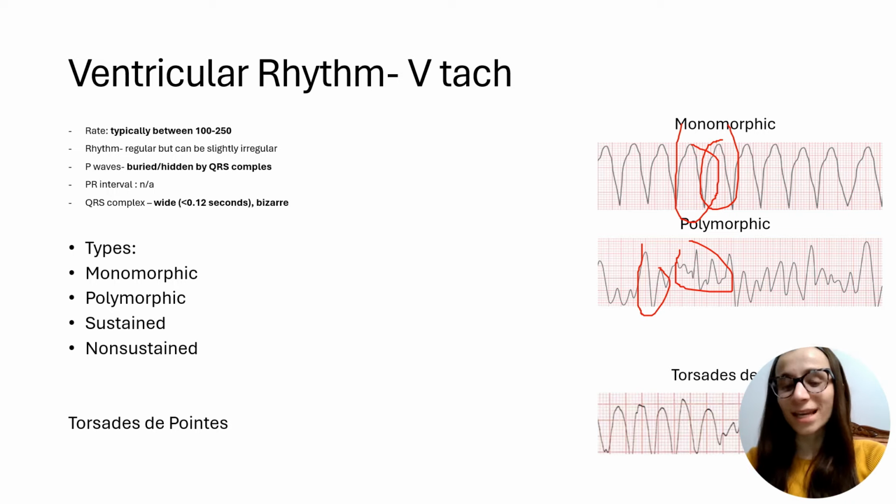You could also hear sustained or non-sustained ventricular tachycardia, or VTach. Sustained just means that the episode lasts longer than 30 seconds, or requires intervention in order to stabilize it. Non-sustained means brief, less than 30 seconds, and resolves spontaneously. One more thing I want to mention is Torsades de Pointes. It's a type of ventricular tachycardia, and the QRS complexes appear to be twisted around the baseline.